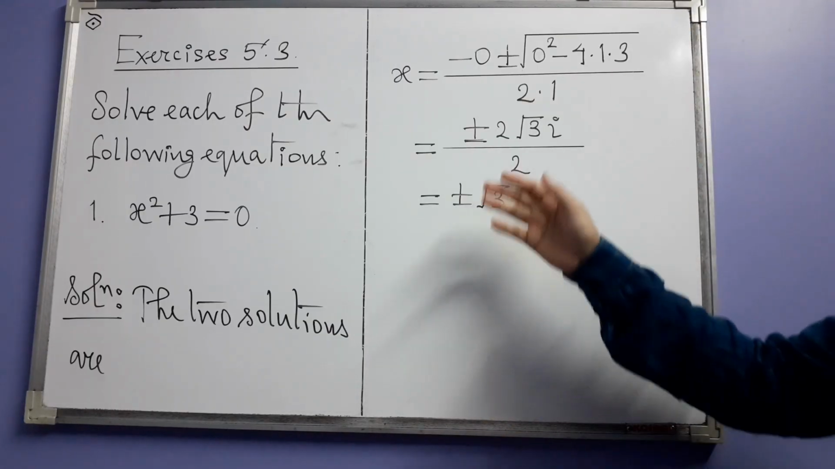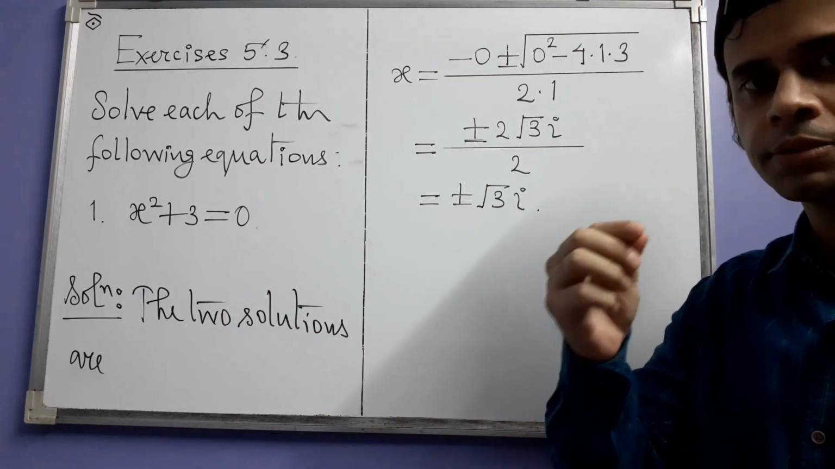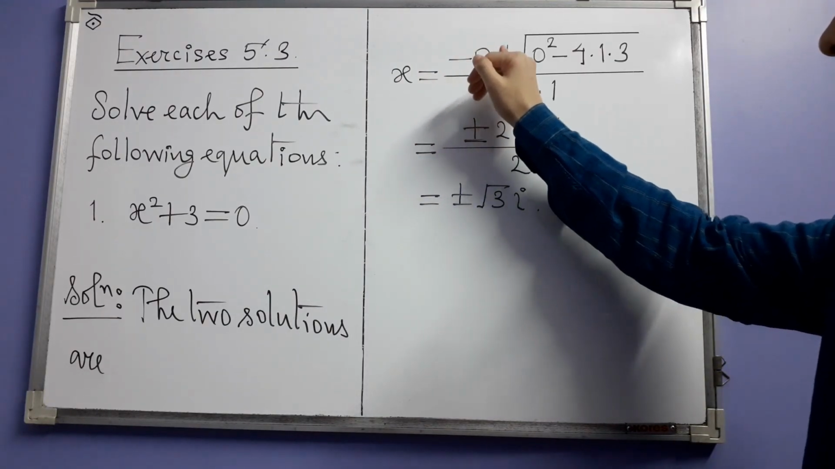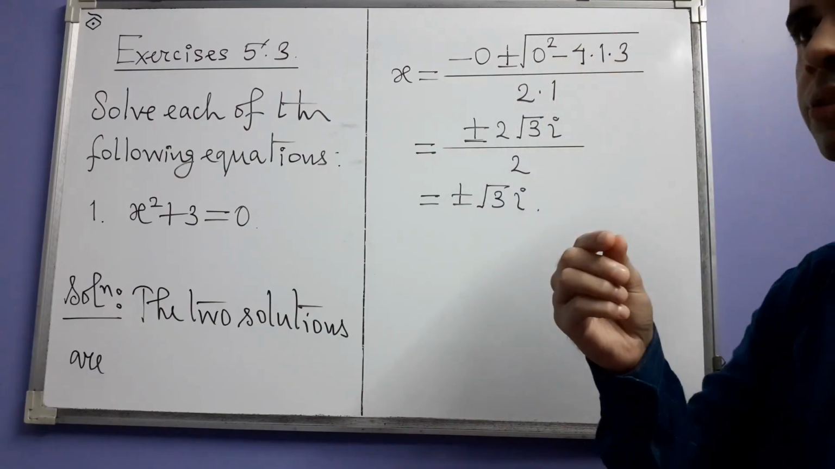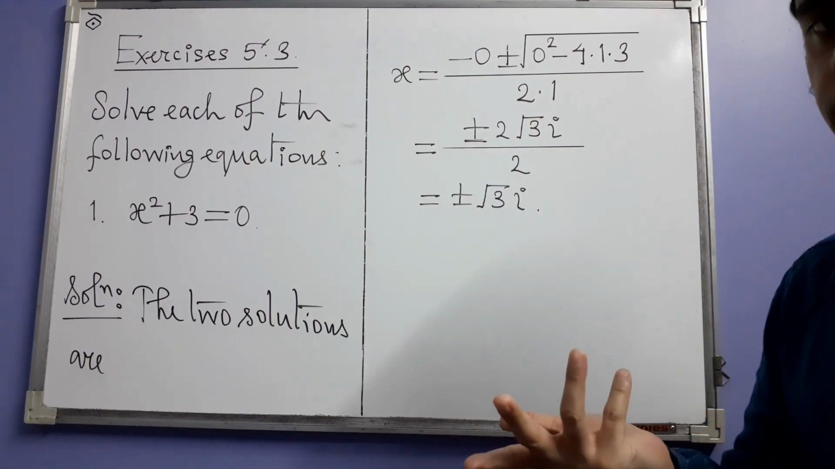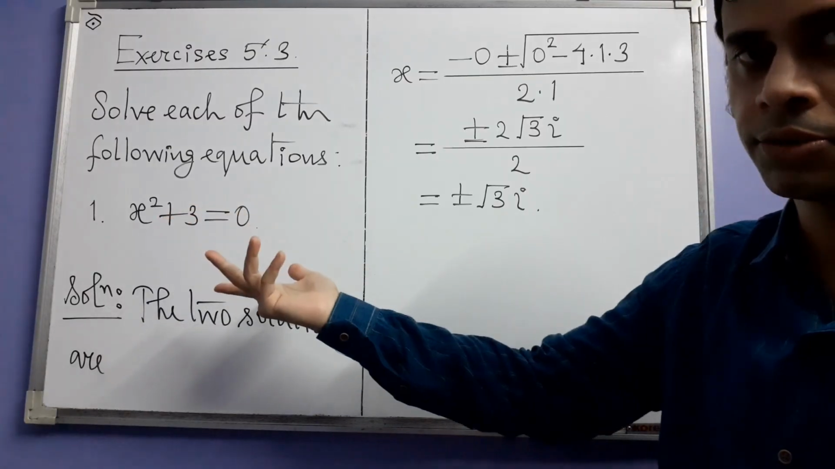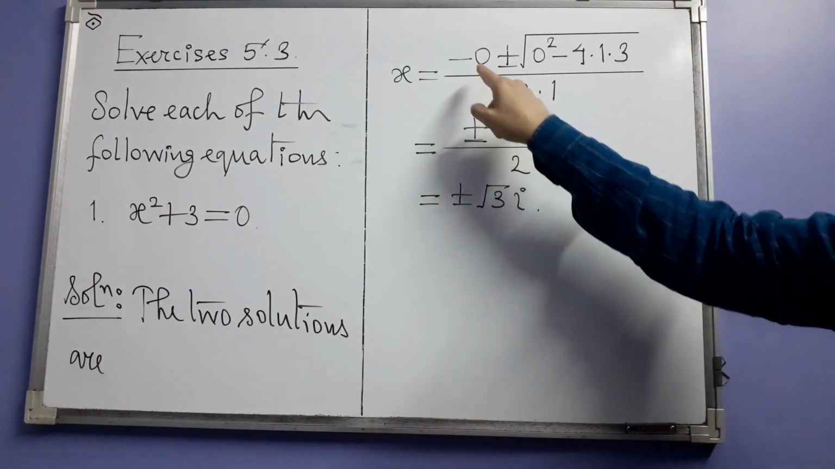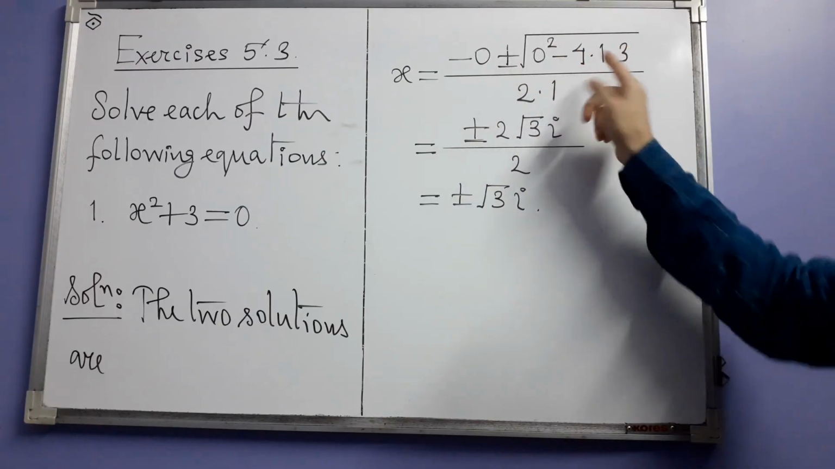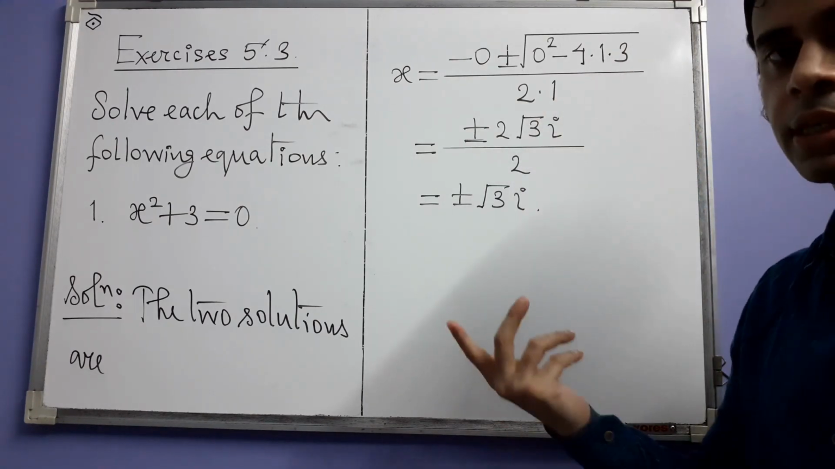And what is that formula? If the original quadratic equation is ax square plus bx plus c equal to 0, then the formula for the roots is minus b plus or minus square root of b square minus 4ac divided by 2a. So that we apply straight away. In this case, a is 1, b is 0 because there is no x term, and c is 3. So b is 0, that means minus b plus or minus square root of b square minus 4 times 1 times c, c is 3, divided by 2 times 1 because a is 1.